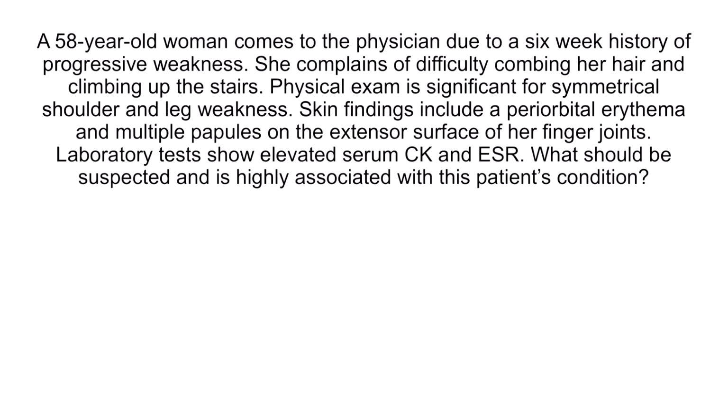What condition should be suspected and is highly associated with this patient's condition? Hopefully from this question, you figured out that this patient most likely has dermatomyositis. Recall that along with the muscle weakness, pathognomonic skin findings of dermatomyositis include a heliotrope rash and Gottron's papules. Also recall that dermatomyositis is highly associated with certain types of cancers, including ovarian cancer, lymphomas, and gastric cancer.